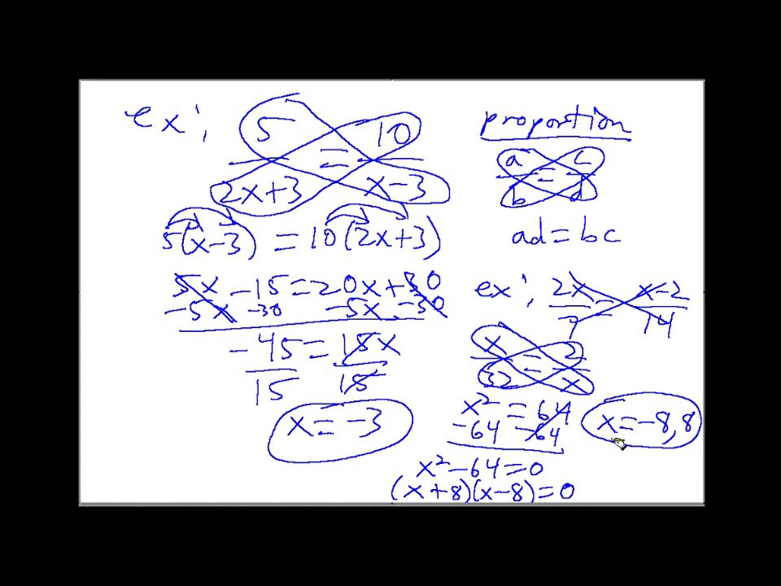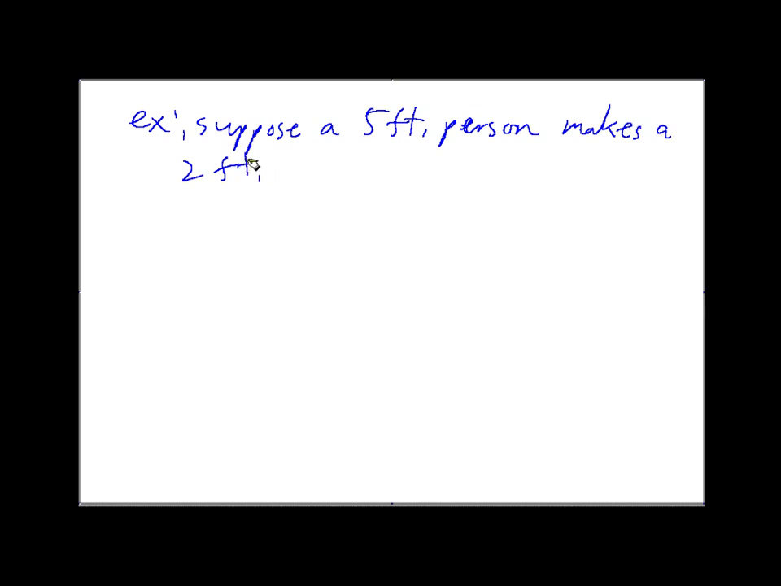Let's look at what's a word problem involving proportions. How can I use proportions to solve word problems? Here, let me clear off the screen. Let me give you a sample problem here. Suppose a 5 foot person, someone who's 5 feet tall, makes a 2 foot shadow. Okay, so we can measure the person's shadow out in the sun.